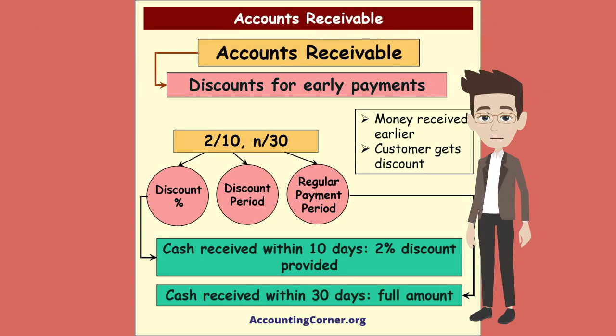For example, if the seller sets the following conditions for the payment: 2/10 and N/30. This means that the general payment term for the customer is 30 days, which is marked N/30. 2 is the discount percentage, and 10 is the discount period. This means that if payment is done within 10 days, the customer will get a 2% discount on the amount of payment.